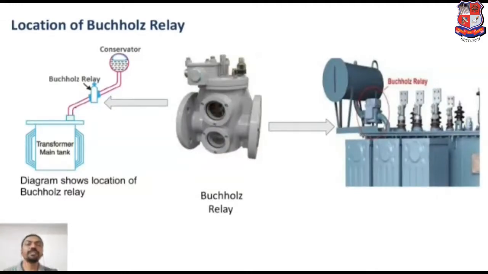So first of all, we discuss the location of the Buchholz relay. As shown in the diagram, it is fitted between the main tank and conservator tank, and the actual photograph is also there. I show here in the middle figure, and in the third figure the actual pictures of the power transformer and the Buchholz relay. Okay, so this is a simple diagram which shows that the Buchholz relay must be connected into the pipe which connects the main tank to the conservator tank.